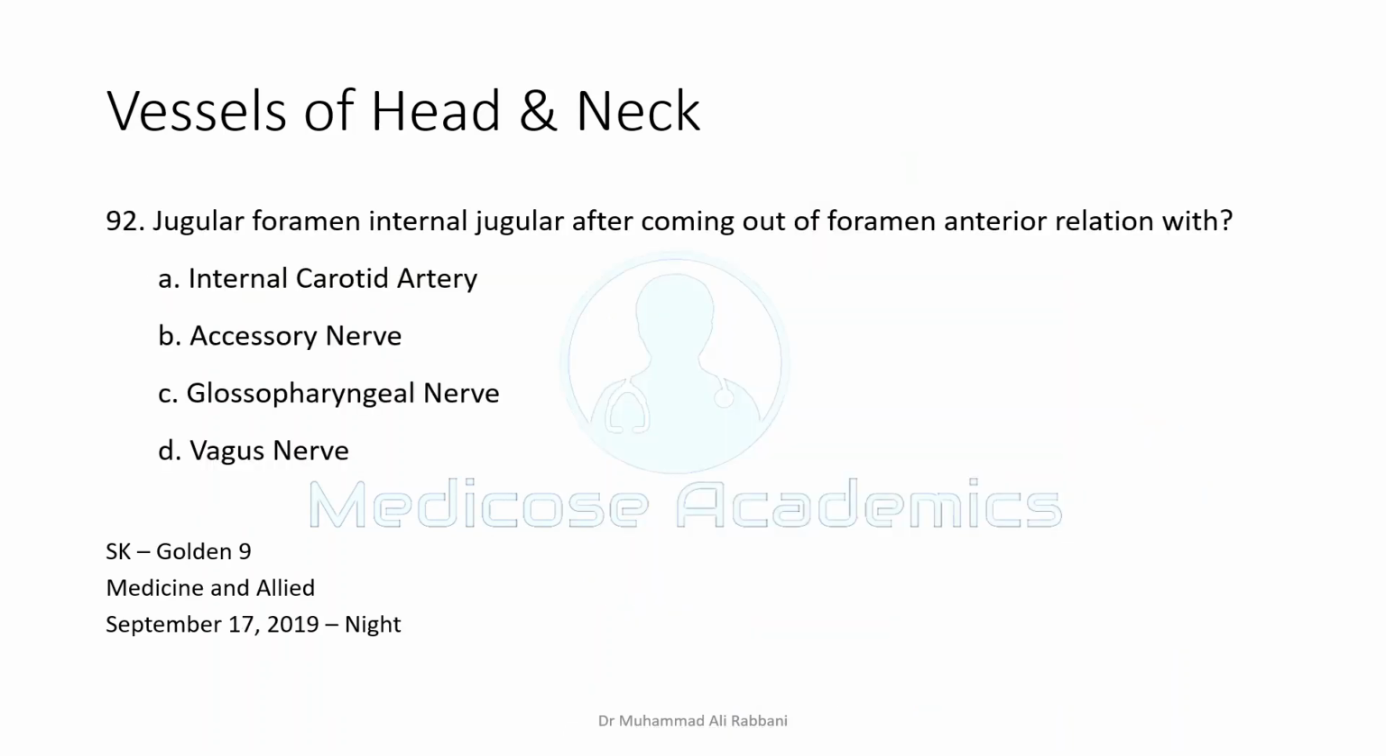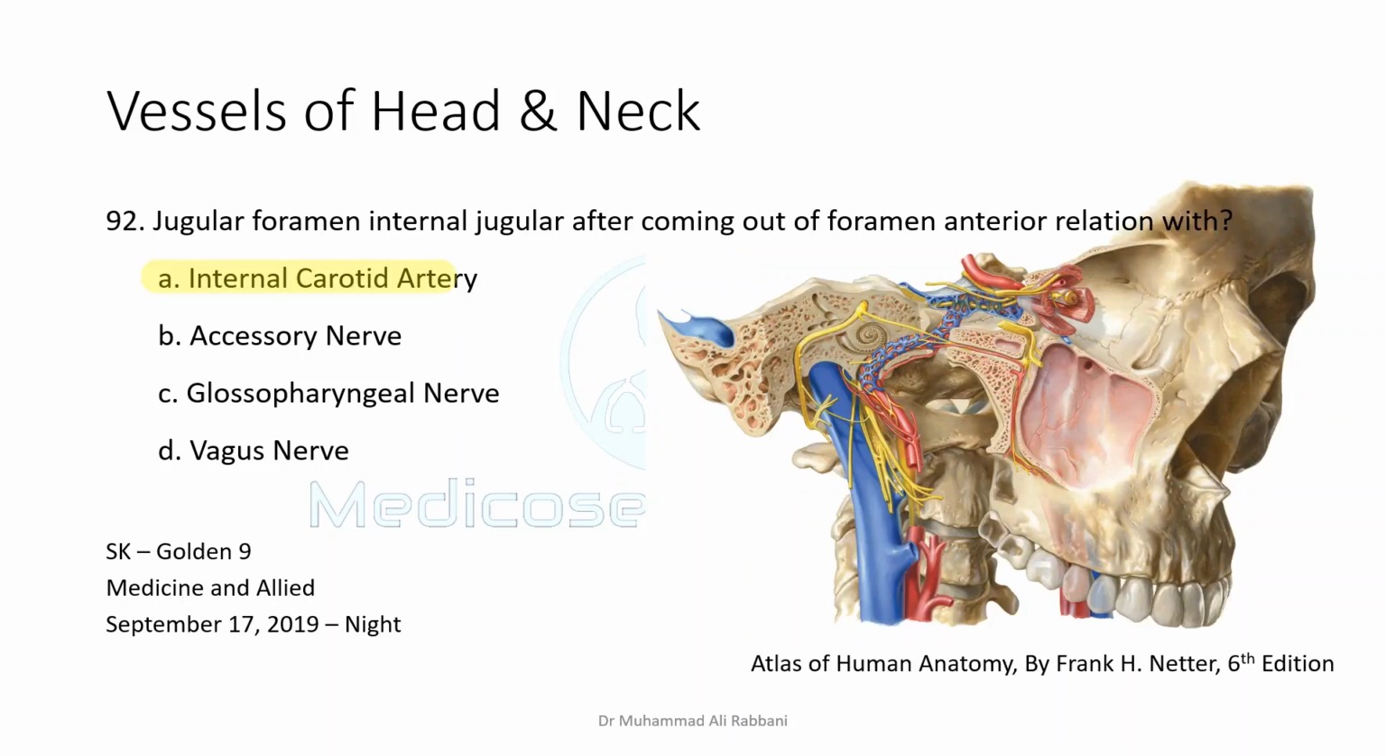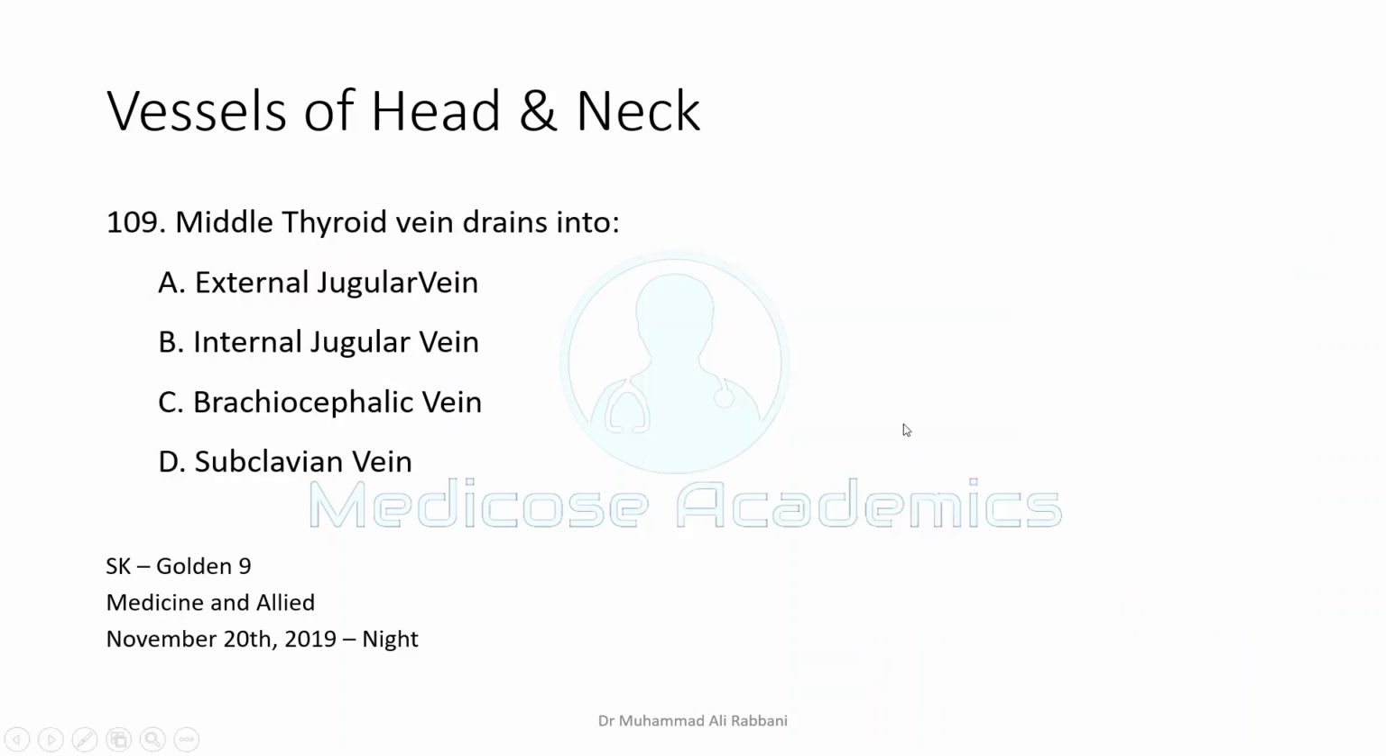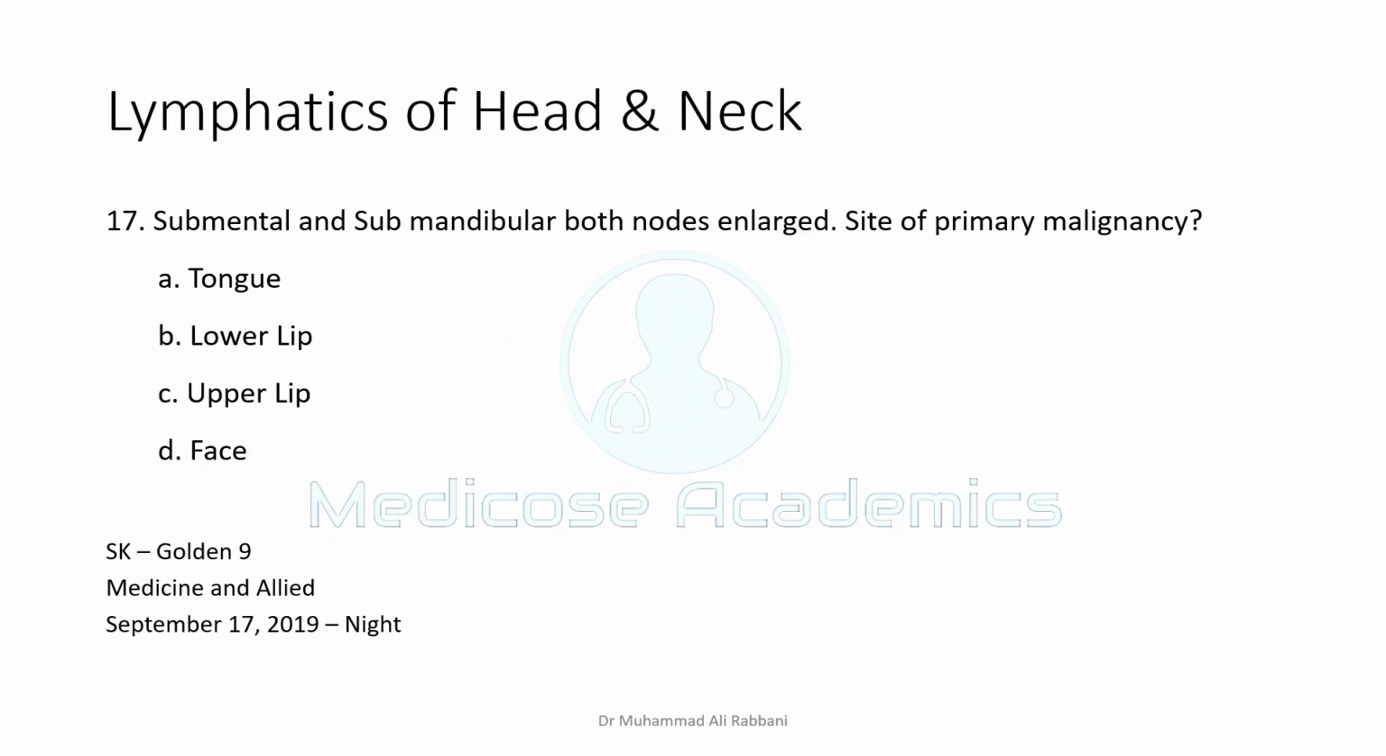Jugular foramen, internal jugular, after coming out of the foramen, its relation with. You can study that in the topic of internal jugular vein and its relations. Immediately after emerging from the skull, its anterior relation there is internal carotid artery. It's just present anterior to it. Middle thyroid vein drains into internal jugular vein.